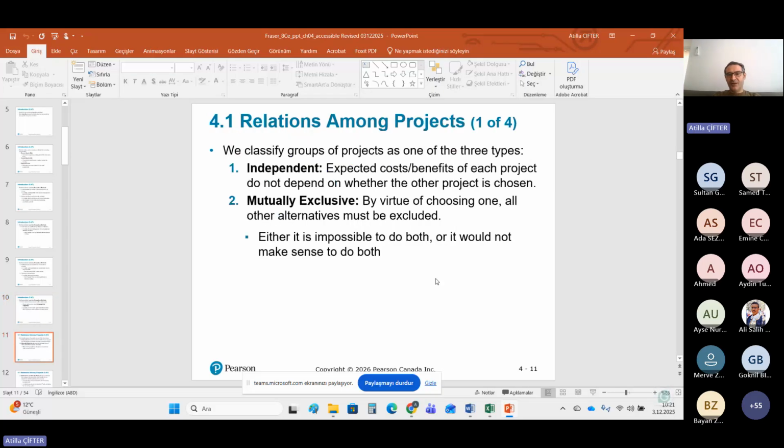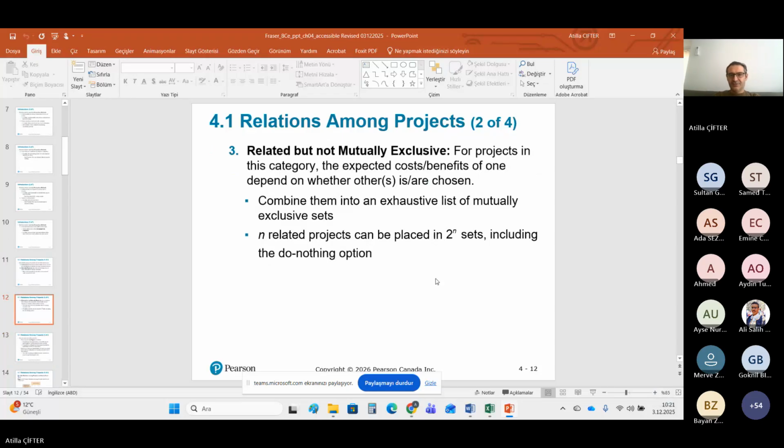So we can classify the projects into two groups, like independent and mutually exclusive projects. So independent projects, like our expected cost and benefits for each of these projects do not depend on other projects. And mutually exclusive means when you select one project, all other alternatives must be excluded mutually. So this is one classification.